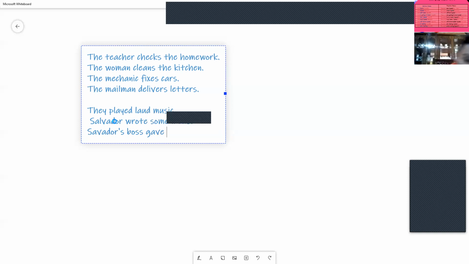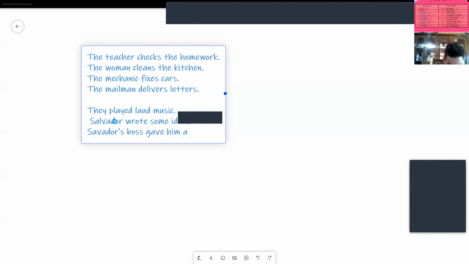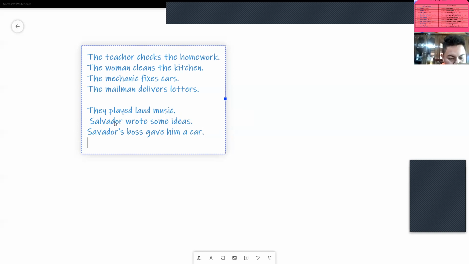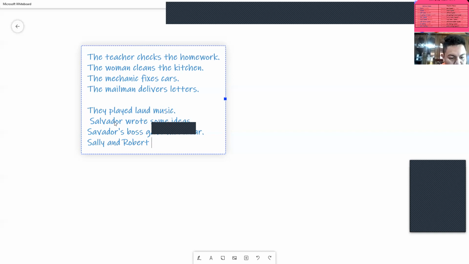Salvador's bus gave him a car. And okay, Sally and Robert jumped the rope. Okay, with this idea, Salvador, I want you to change them from active into passive.